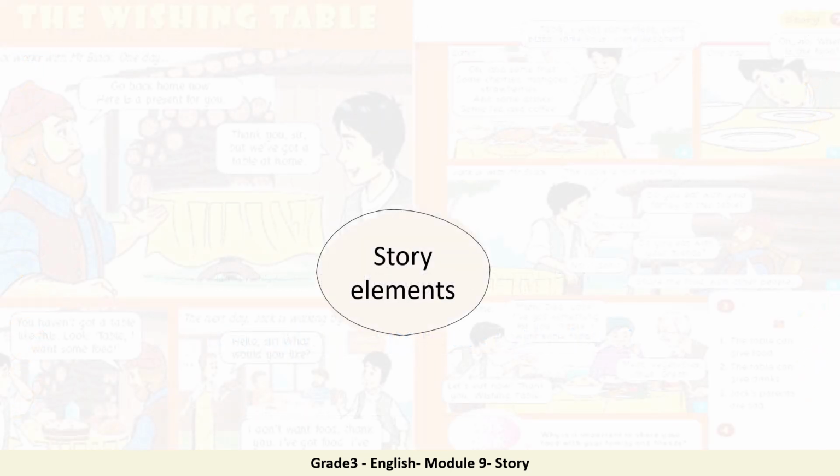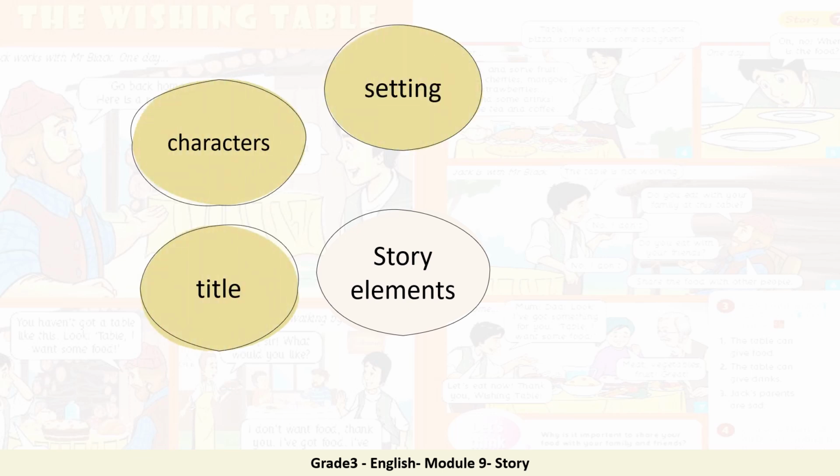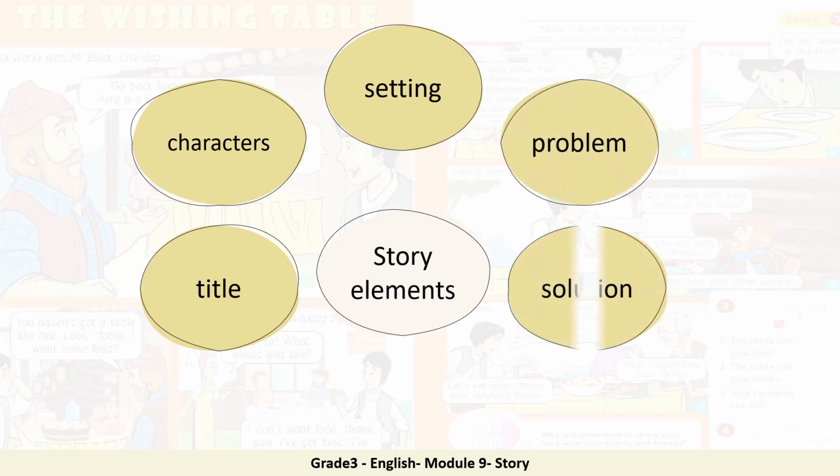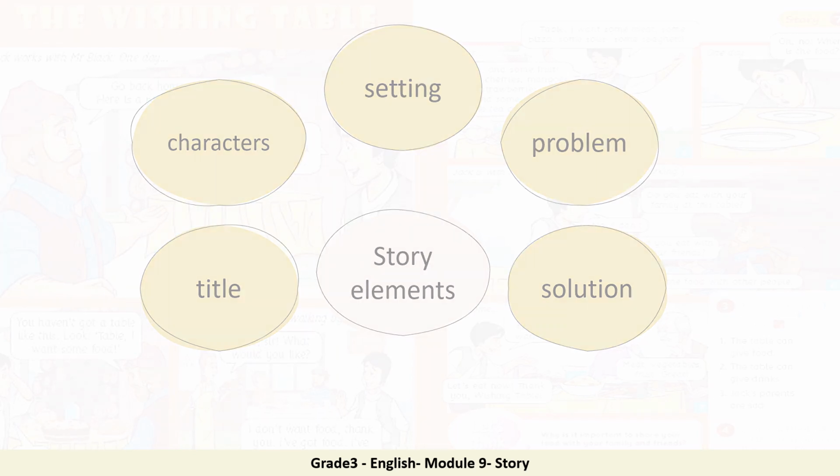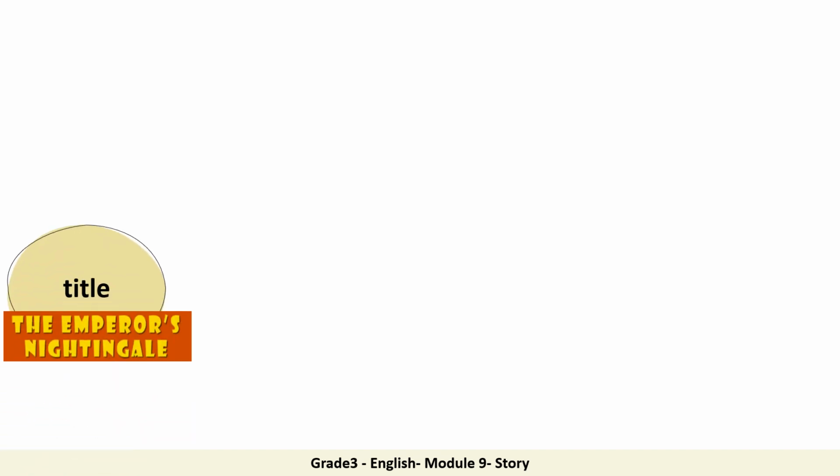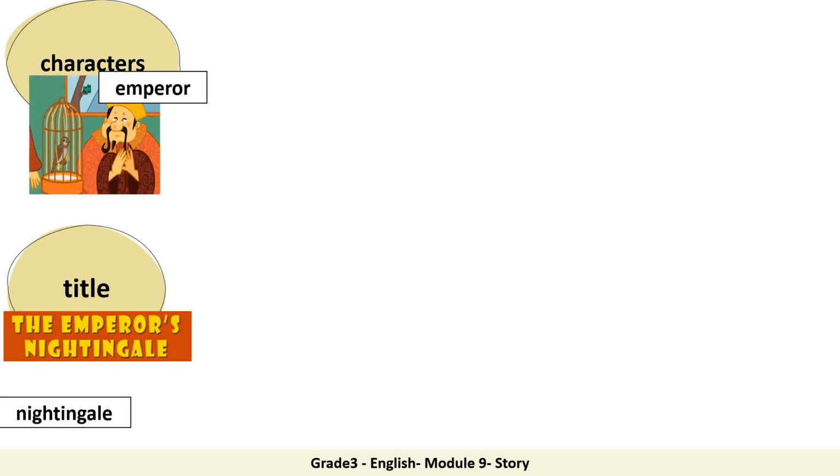So after you wrote your own idea in the previous activity, it's time to go through the story elements. In each story, we should have 5 elements: the title, the characters, the setting, the problem, and the solution. Let's go through the story elements. It helps us understand the story. So what is the title of the story? Excellent! The Emperor's Nightingale. What about the main characters? Yes, the Emperor and the Nightingale.